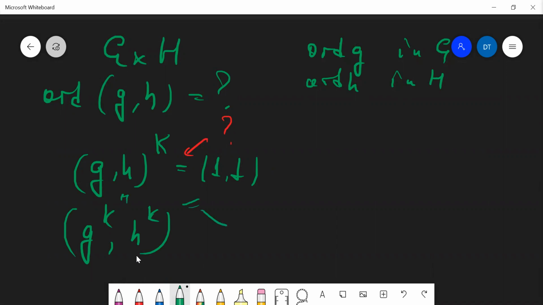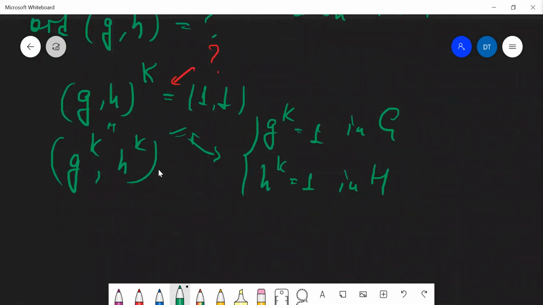So this equality holds if and only if g to the k is equal to 1 in the group G, and h to the k is equal to 1 in the group H. But the first condition holds if and only if the order of G divides k. And the second condition holds if and only if the order of H divides k.